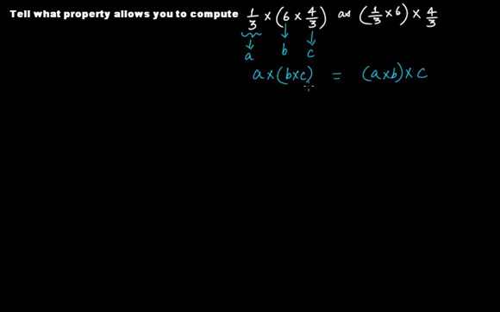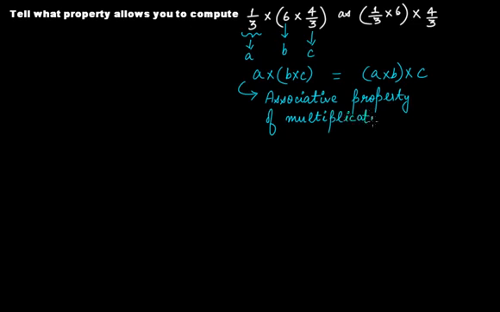And it's what? It's the associative property of multiplication of rational numbers. It's important to write multiplication because there is an associative property for addition of rational numbers too. Multiplication of rational numbers.